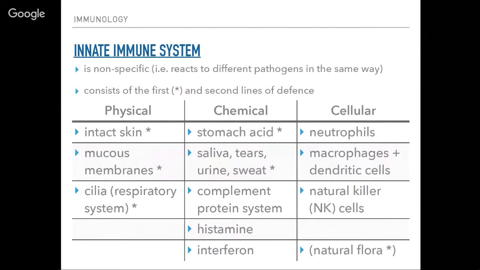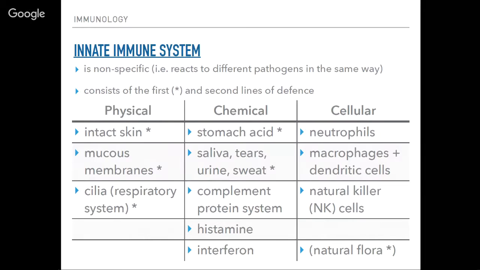All right, the innate immune system. Non-specific, as I already said, and it has 2 lines of defenses. In year 12, you generally learn first, second, and third line of defense. So the first and second qualify under the innate immune system. So this is just separating into 3 categories.